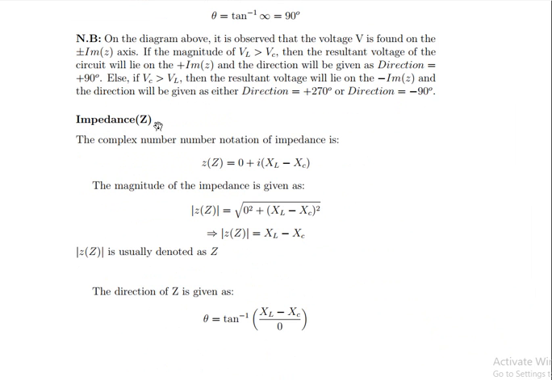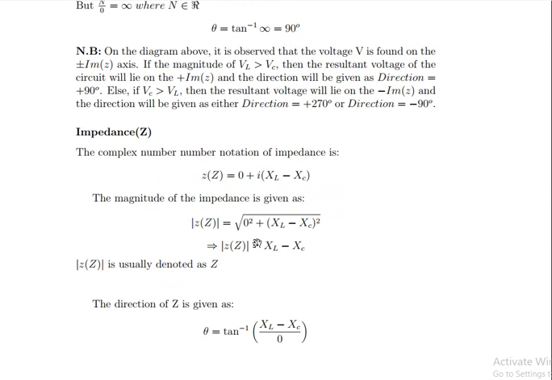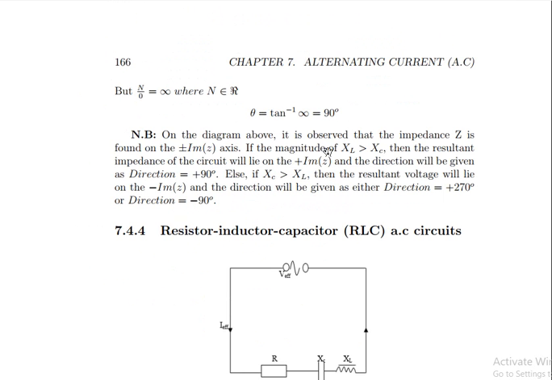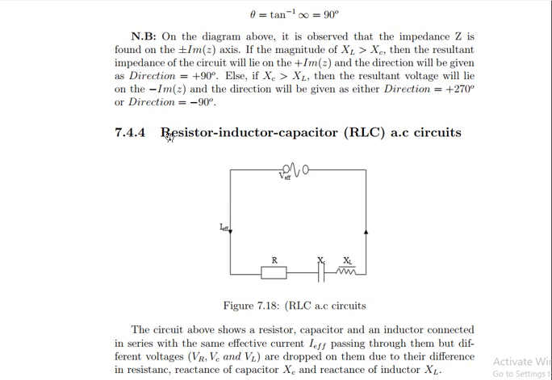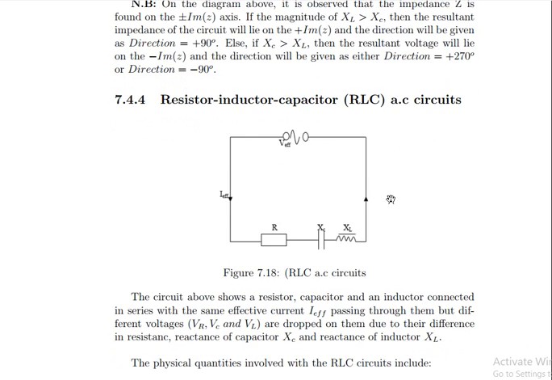We have again the impedance here, Z. The complex number notation of the impedance is going to be given as 0 plus I into (XL minus XC). So the magnitude is going to be given as this, and the angle is also going to be 90 degrees. Now let's say you have a resistor, inductor and capacitor AC circuit.